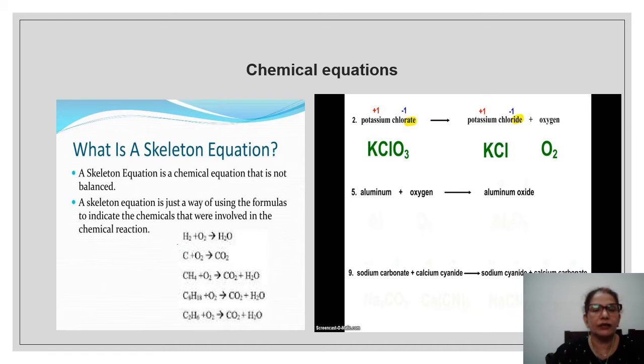For example, hydrogen reacts with oxygen to give water. So we have here hydrogen H2, oxygen is O2 and water is H2O. Similarly, all these equations are chemical equations where we have represented the chemical reactions using their symbols and formulae. Okay, now let us try and write or convert a few word equations into chemical equations.